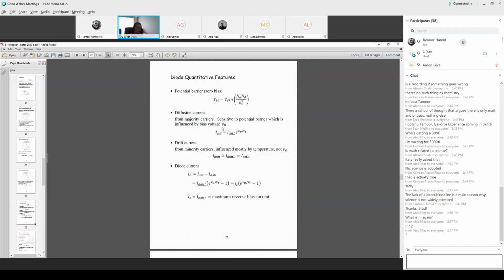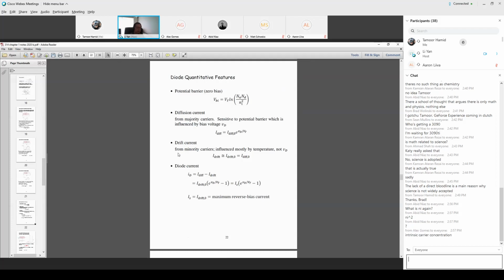Diffusion under forward bias can go very large. How large? It increases exponentially. How about drift current? Drift current is contributed by minority carriers. They are mostly influenced by temperature, but not influenced much by the bias voltage. So the drift current remains nearly constant, unchanged from the zero-bias case. And at zero bias, drift current equals the diffusion current mathematically.